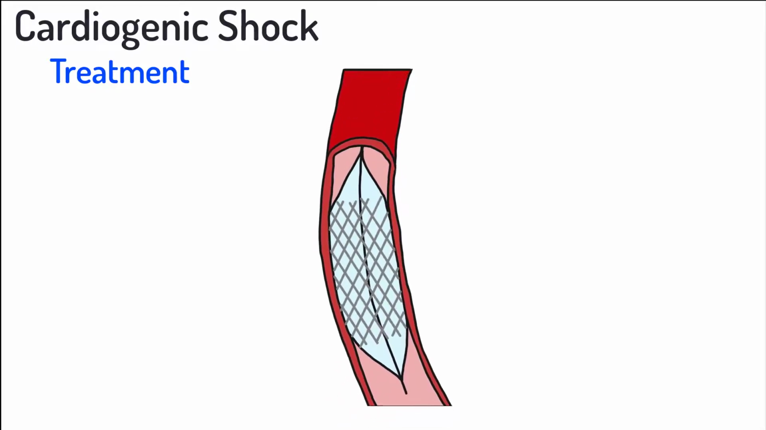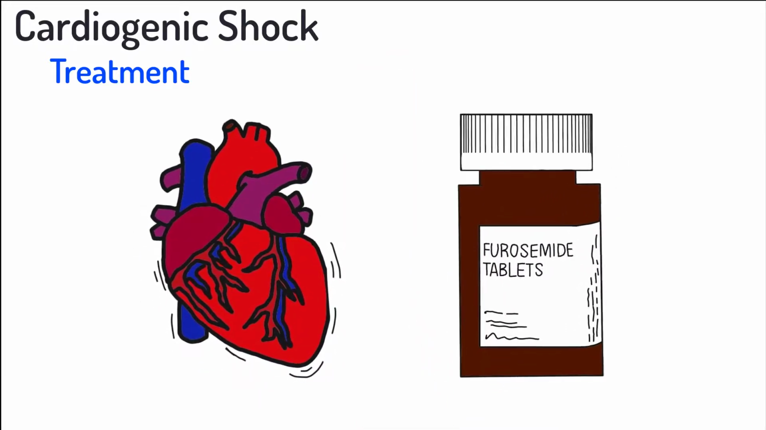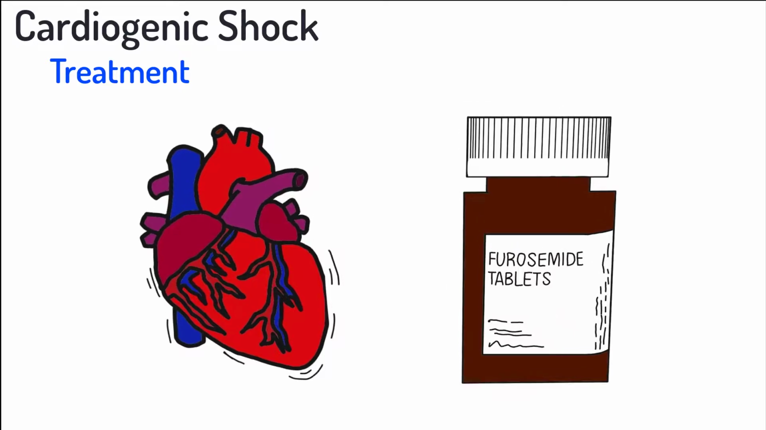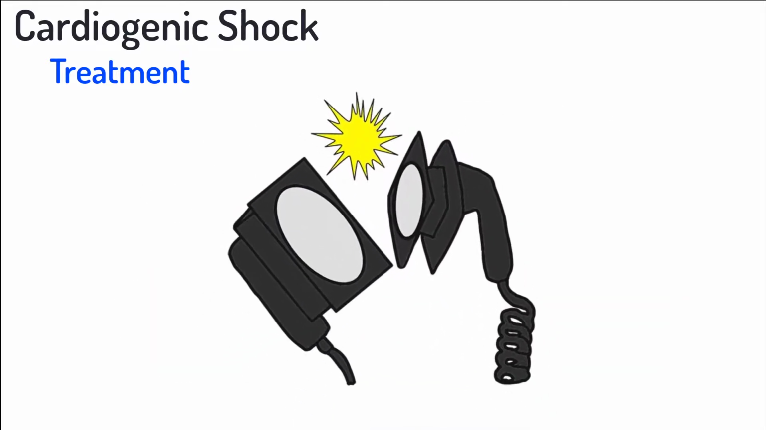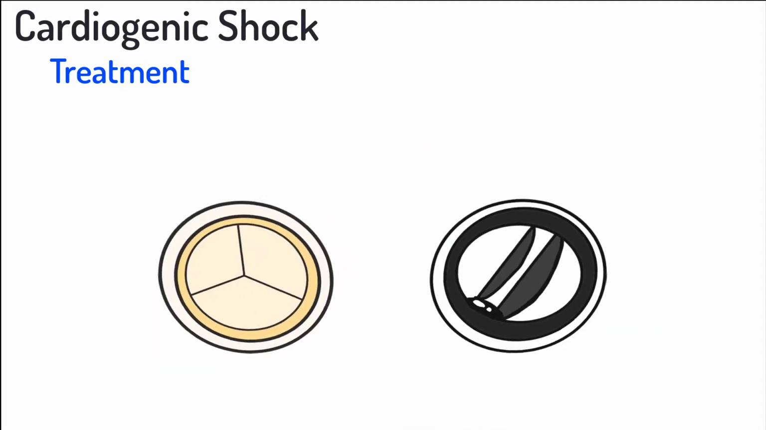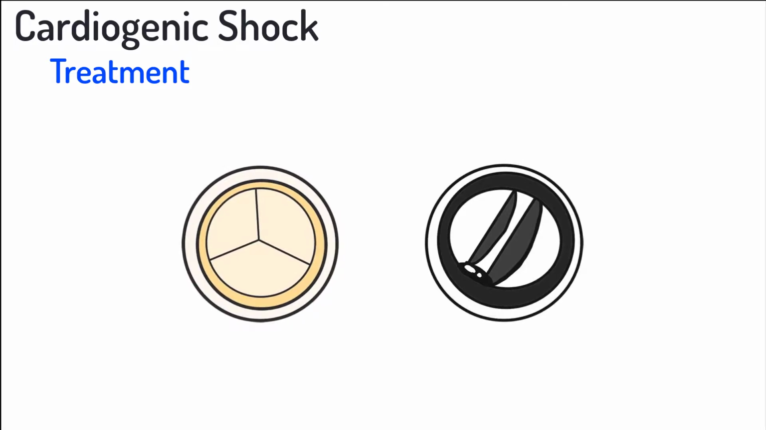Treatment of cardiogenic shock will vary significantly based on the underlying cardiac abnormality. For instance, myocardial infarction should be addressed with reperfusion, acute heart failure exacerbation might be managed with inotropic agents and diuretics, arrhythmic cardiogenic shock may require cardioversion, and valvular abnormalities may necessitate surgical repair.